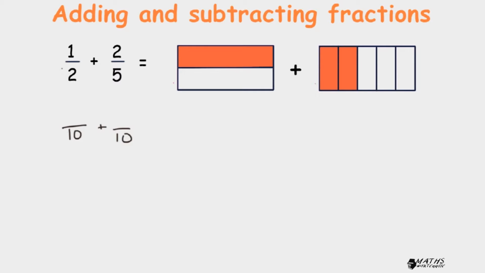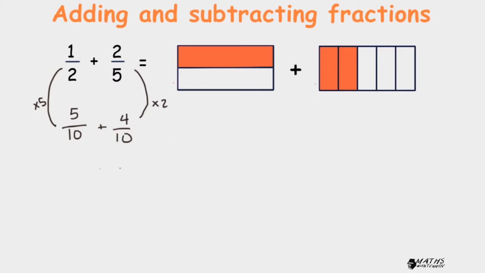So how would I get 2 to change to 10? I would times it by 5. And the rule tells us whatever we do to the denominator, we need to do to the numerator. So 1 times 5 will give us 5. And how would we go from 5 to 10? We would times it by 2. So we do the same thing to our numerator. 2 times 2 gives us 4.